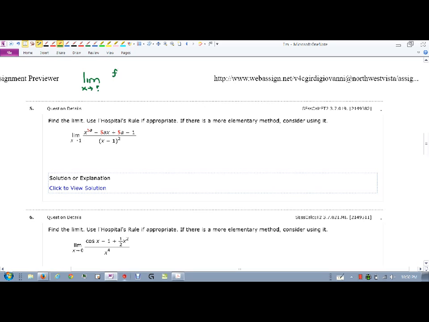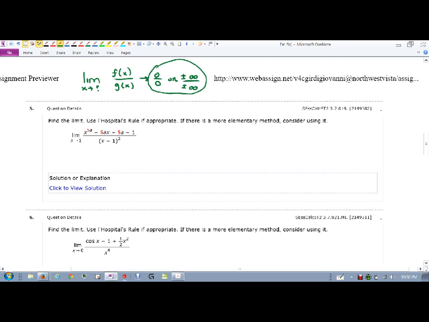and we have some function on top and some function on the bottom, and if this limit approaches 0 over 0, or if it goes to positive or negative infinity over positive or negative infinity, we know normally we have to do some sort of algebra or some sort of trick in order to get that to work out.